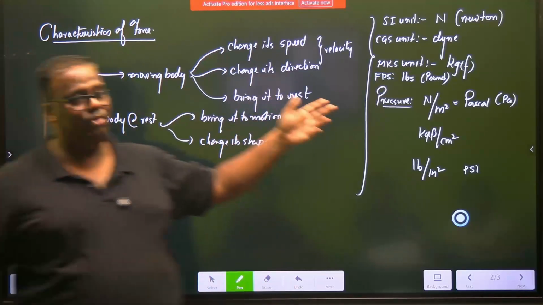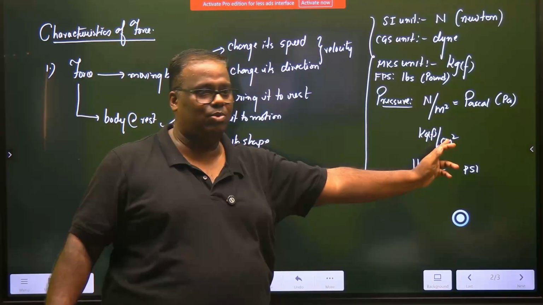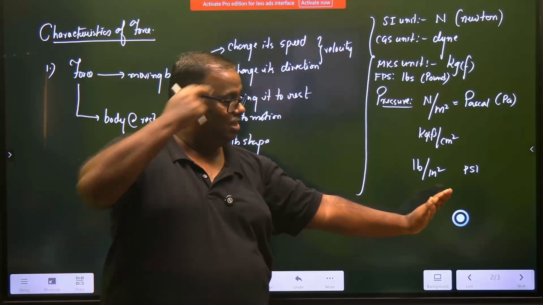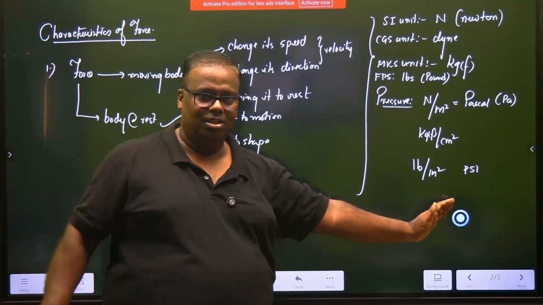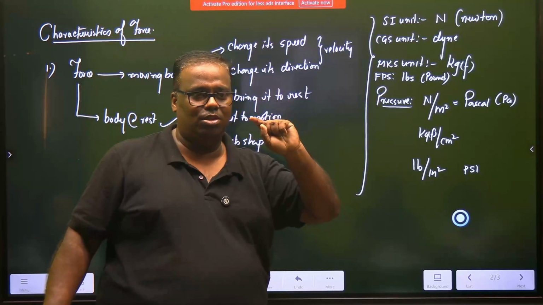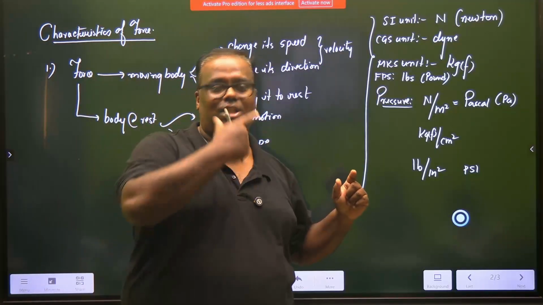They will write everything. They will write in Pascal. They will write in kgf per cm square. They will write in bar. These are all units of pressure. Then they will write in PSI. The fuel station gauge can be converted to kgf per cm square also. But the whole fuel station will laugh at you saying that you don't know. Actually, you know better than them.